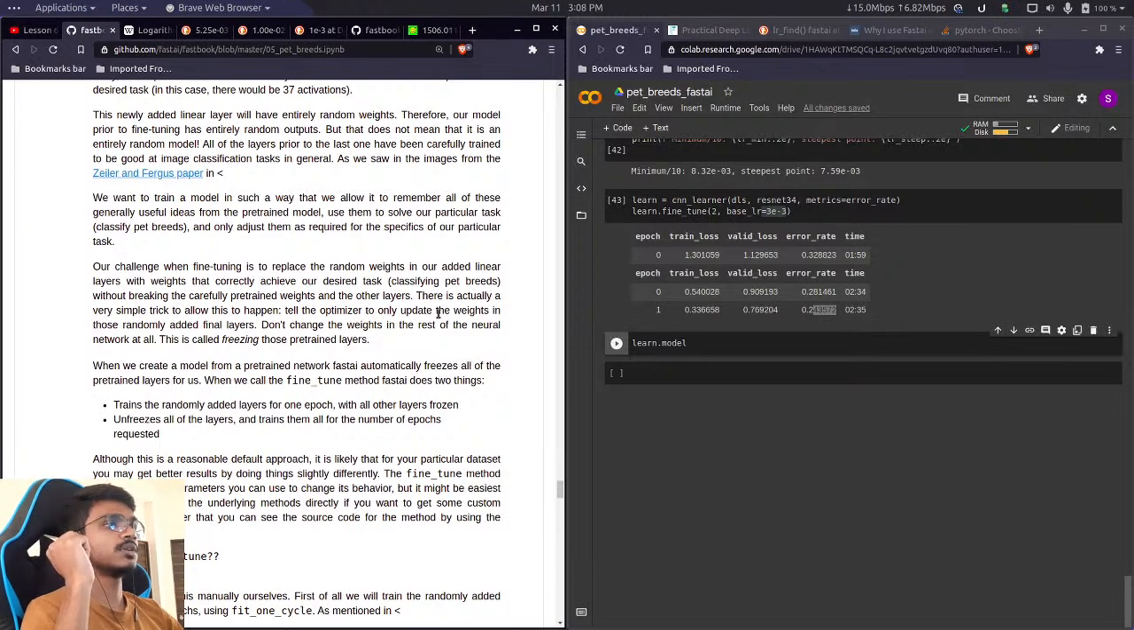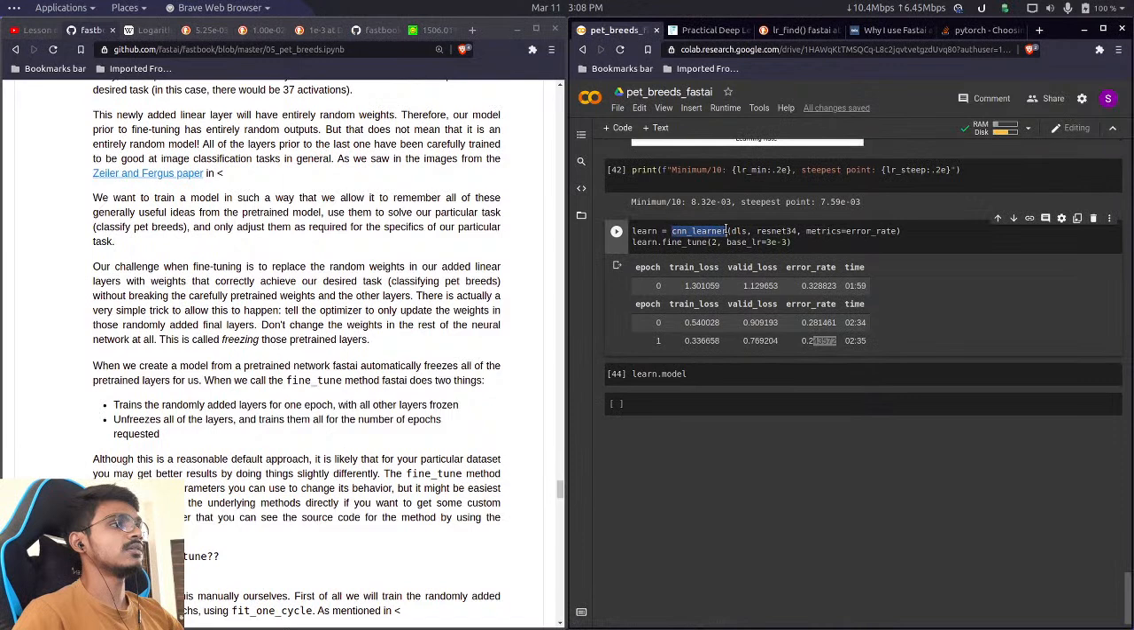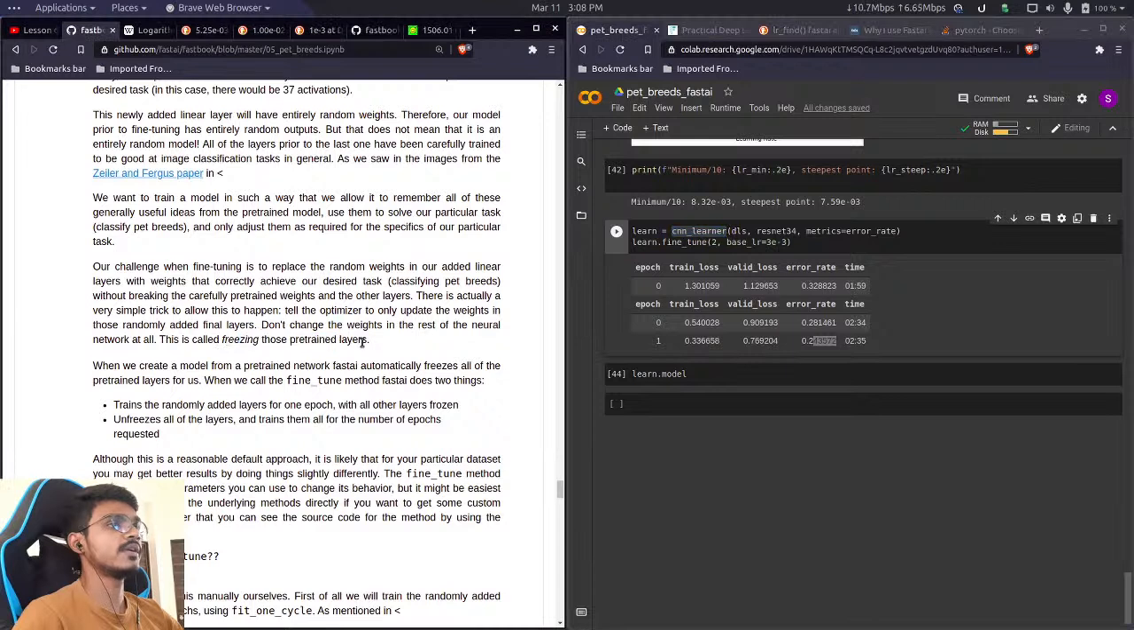Tell the optimizer to only update the weights in this randomly added final layer. Don't change the weights in the rest of the neural network at all. This is called freezing those pre-trained layers. And when we create a model from a pre-trained network, fastai automatically freezes all of the pre-trained layers first. So the CNN learner already does the freezing of those pre-trained layers.